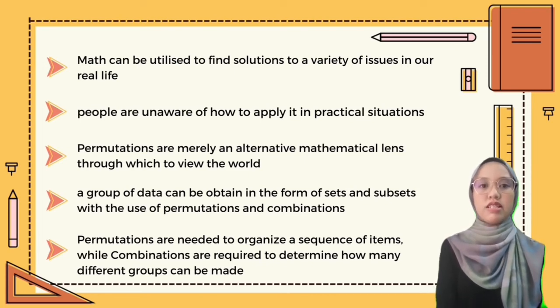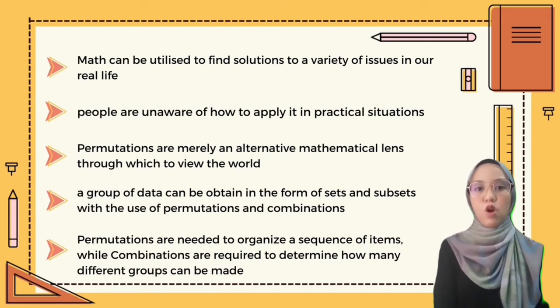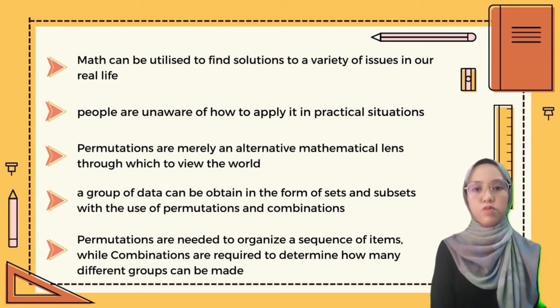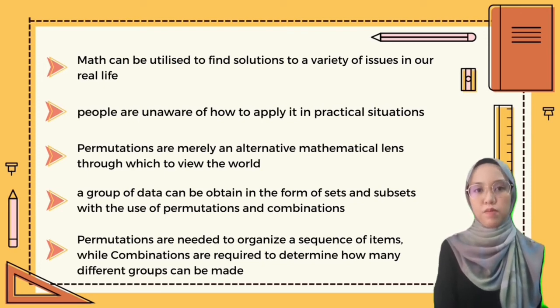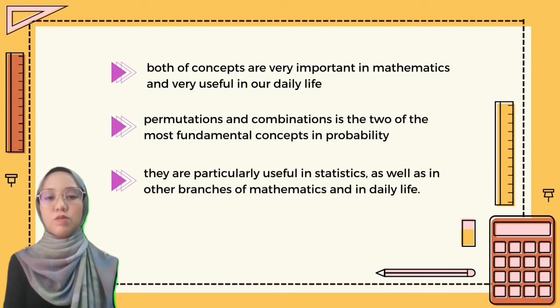When there are various types of objects and things, permutation is applied where the order of the data matters. Combination refers to the smaller grouping that can be created from a larger group, where the order of data doesn't matter. Permutations are needed to organize a sequence of items, while combinations are required to determine how many different groups can be made. These concepts are very important in mathematics and very useful in our daily life.